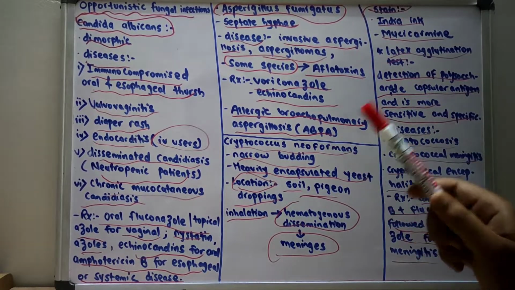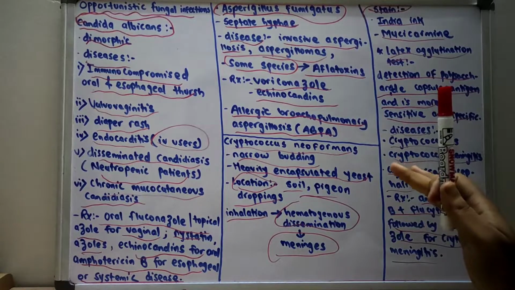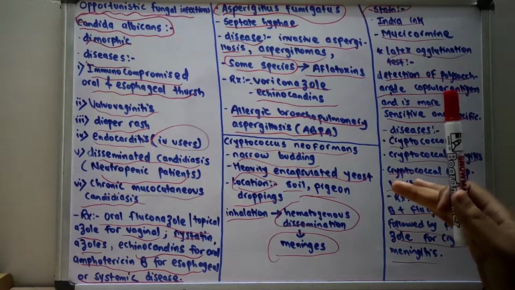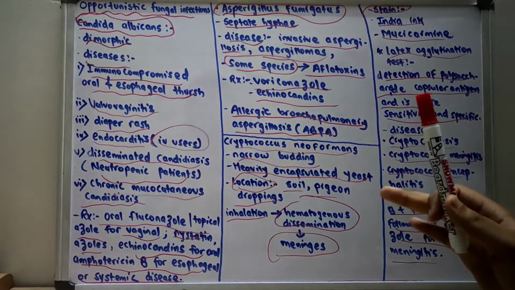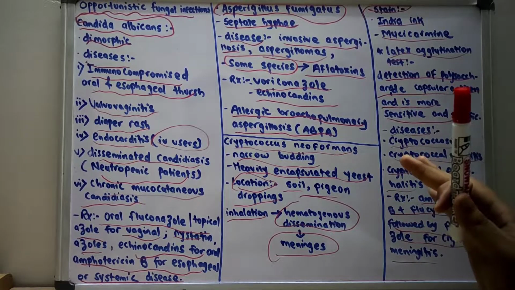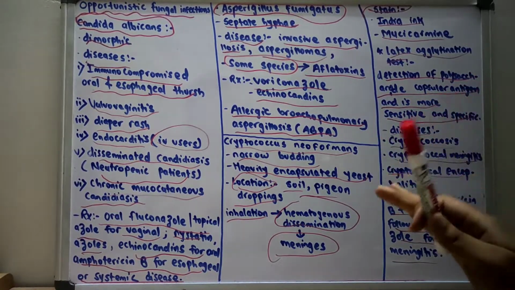So I hope you understood this topic on opportunistic fungal infections. In this video we just discussed Candida albicans, Aspergillus fumigatus and Cryptococcus neoformans. In the next video we'll talk about various other opportunistic fungal infections like Mucor and Rhizopus species. Also we'll discuss Pneumocystis jirovecii and sporotrichosis.